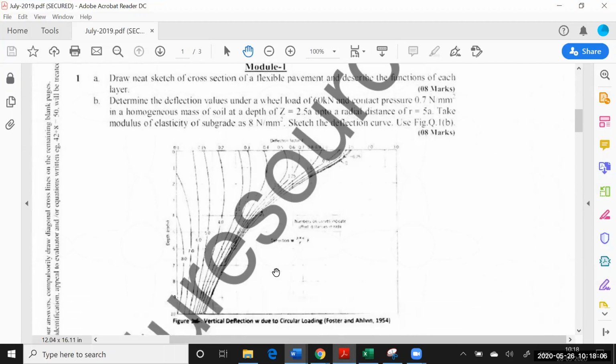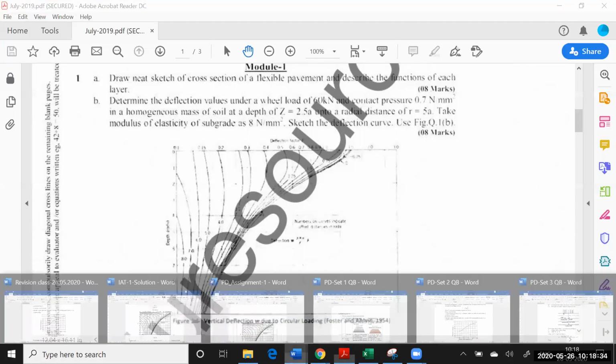You can see that this is the Foster and Ahlvin's chart that they have provided, which is a vertical deflection graph. As you know, the graph is not so clear, so you should expect this in the examination too. The graph may or may not be clear, so you have to be prepared for that. I have told you the methodology on how to do this, but I will still try to explain how to get along with this problem. Let me take you through the solution.